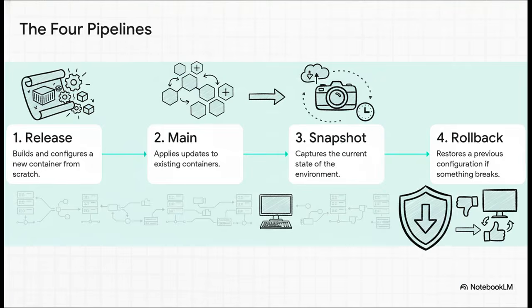The system uses 4 main pipelines. You've got release, which builds a new service from scratch. You've got main, which applies your code changes to existing services. Snapshot is, well, it's pretty much exactly what it sounds like. But that fourth one, rollback, that one is a total game changer.